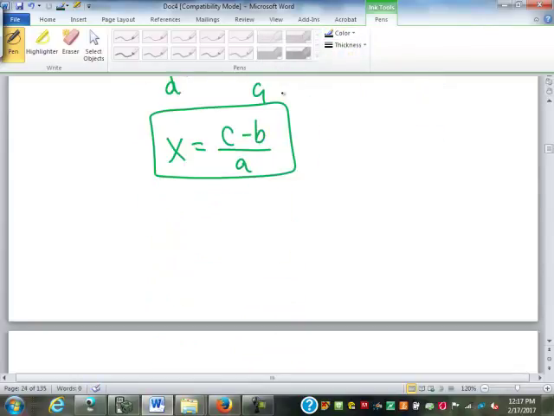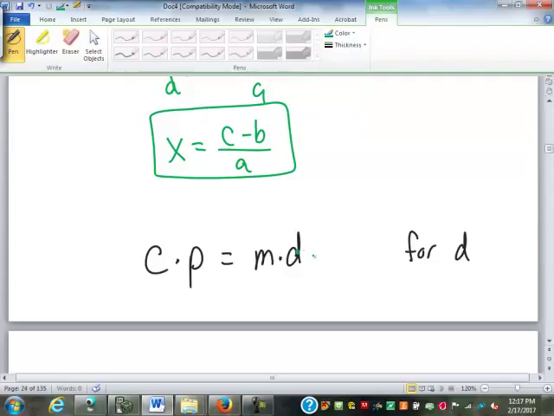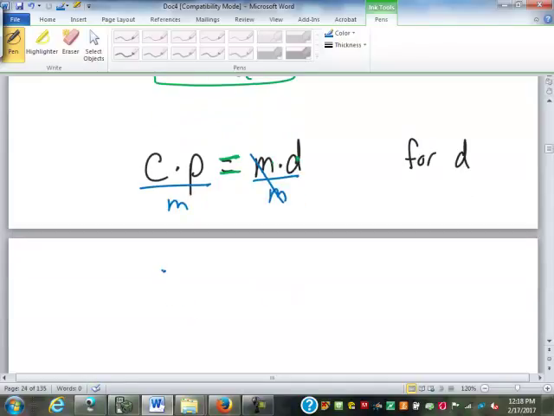We might have c times p equals m times d, and you might be asked to solve that for d. So here's our d. We need to get that alone. So we have to get rid of everything else on that side of the equal sign. We have to get rid of the m. The m is multiplying d, so we get rid of it by dividing. So it's gone. And we divide this side. C times p over m is just cp over m. You could have c times p over m if you wanted to, equals d.